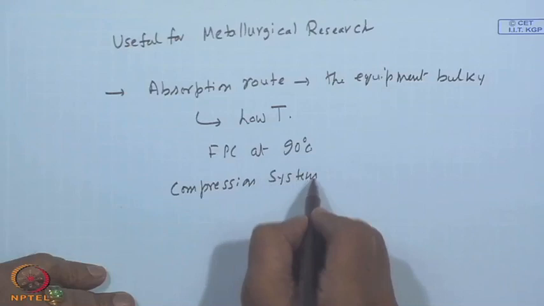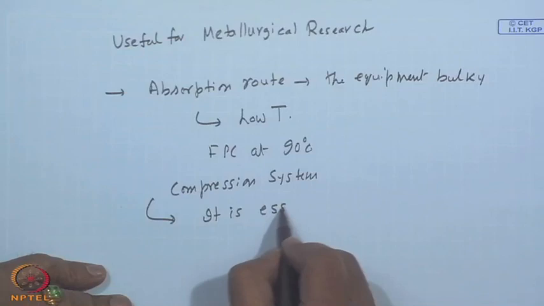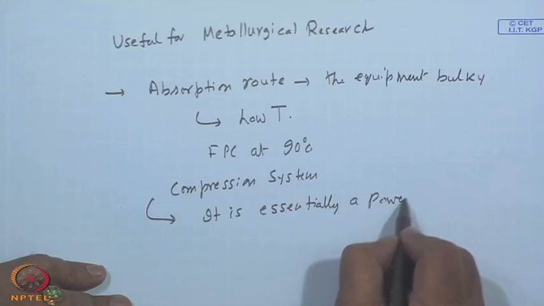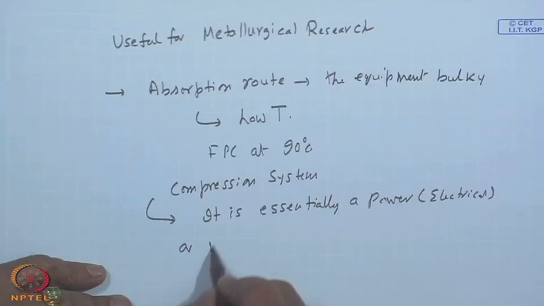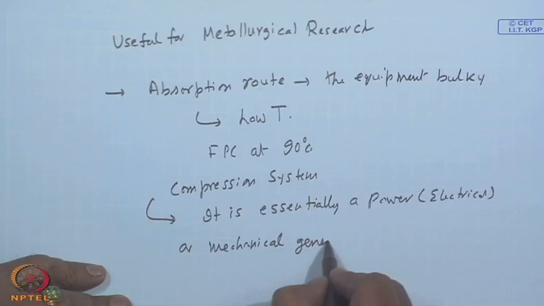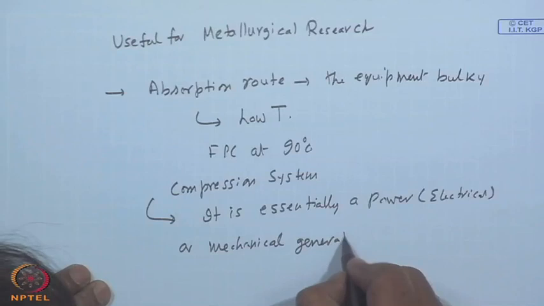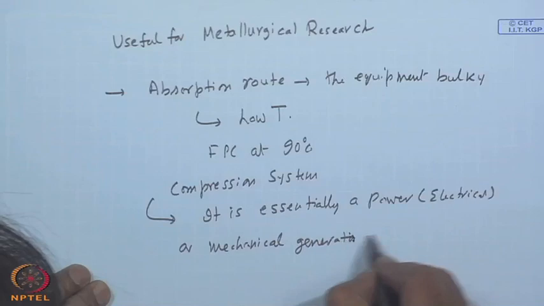essentially it is a power, electrical or mechanical generating system. So if you have electrical power, you can combine with any compression system, refrigerator and operate it. Power generating system, okay.